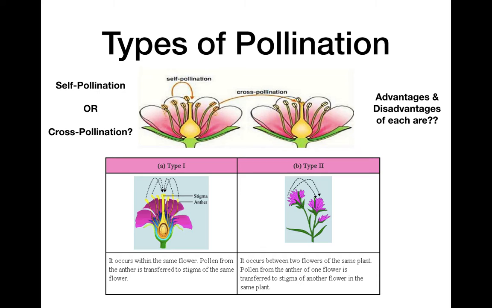Type 2 of self-pollination is when you have different flowers of the same plant. So it's still the same individual genetically, but we're getting a little bit further pollination. Ideally, we get cross-pollination of flowers from different plants.